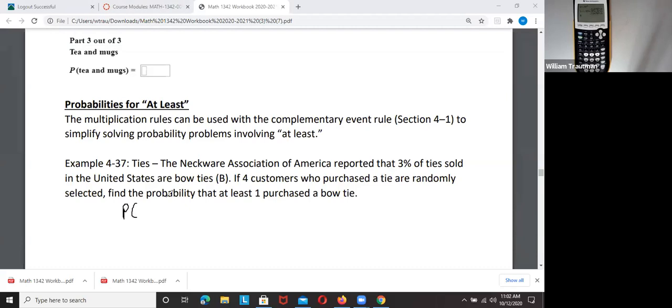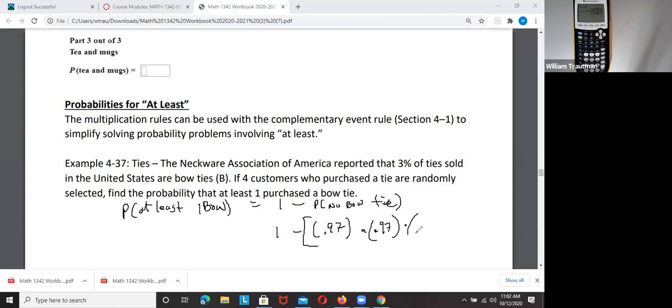So the probability of at least one bow tie equals 1 minus the probability of no bow tie. And it's 1 minus 0.97 times 0.97 times 0.97 times 0.97.